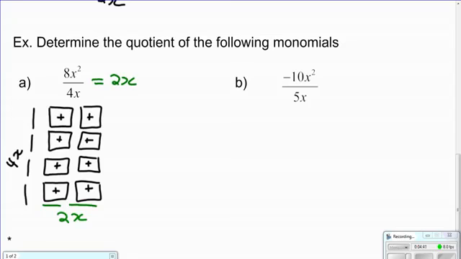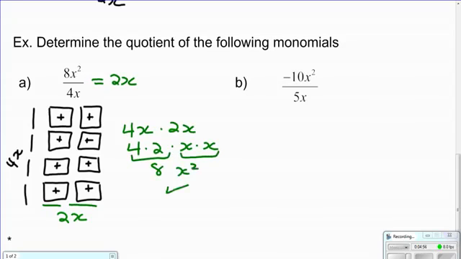Okay, and the way we could double check is go the other way. 4x times 2x, so 4 times 2 times x, 8x squared. So it works. Okay, looking at the second one, we need to have an area of negative 10x squared. And we need one of the side lengths to be 5x, so we'll go this way this time. So 1, 2, 3, 4, 5. Remember, if we're making rectangles, it doesn't matter which side you pick. So we need to make negative 10x squared.